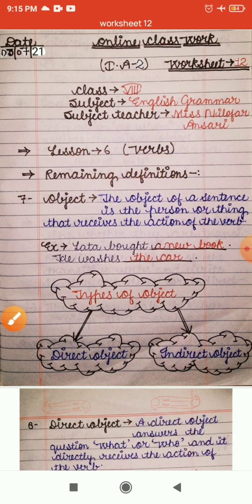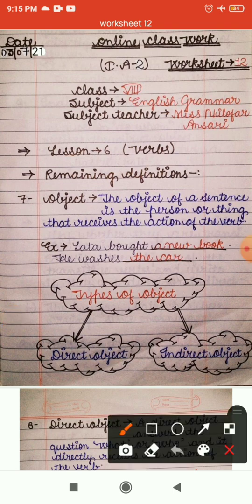So like always, before starting the work, you all have to mention today's date in your copies, that is 3 July 2021. With this you have to mention online classwork in your copies, and with this you have to mention lesson 6 in your copies.